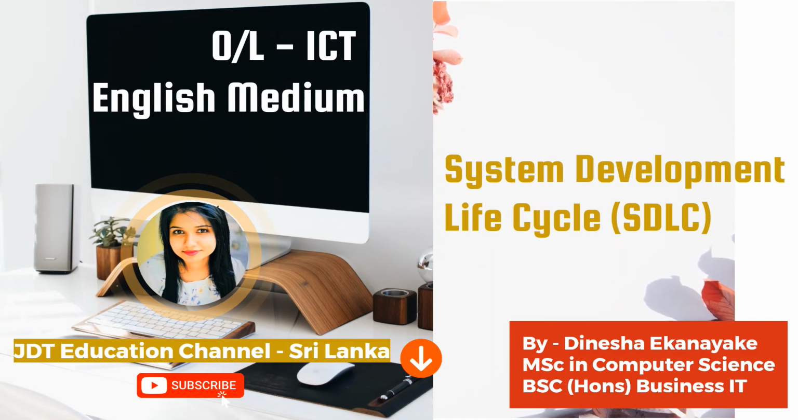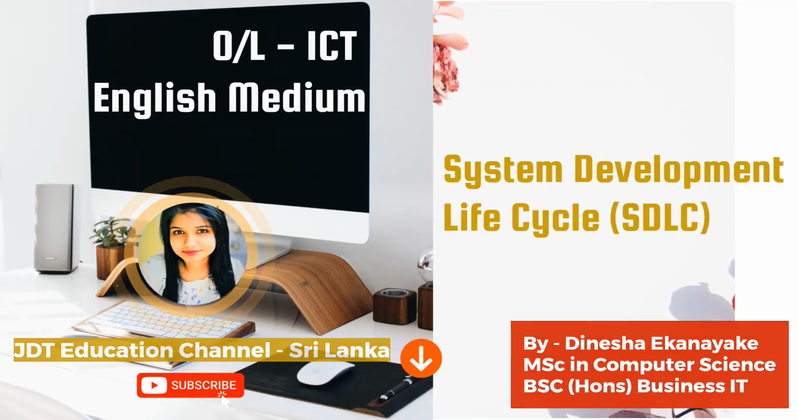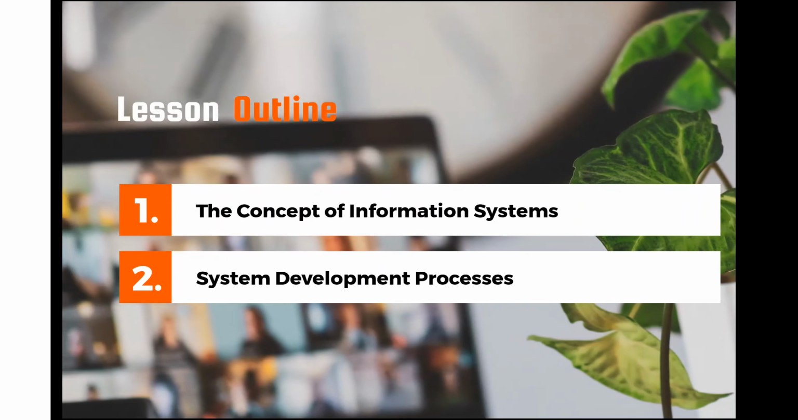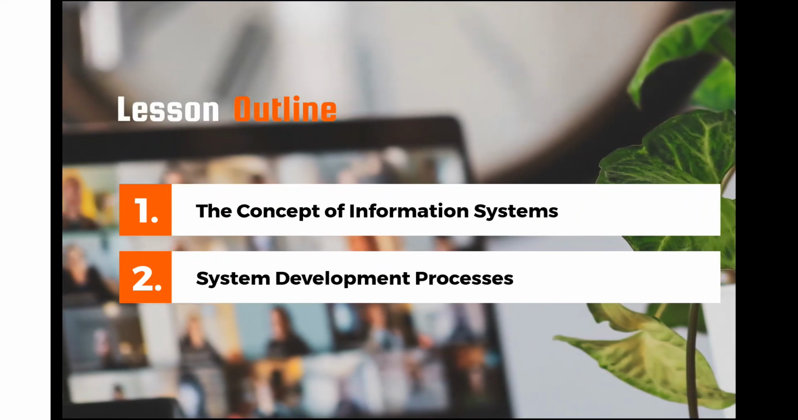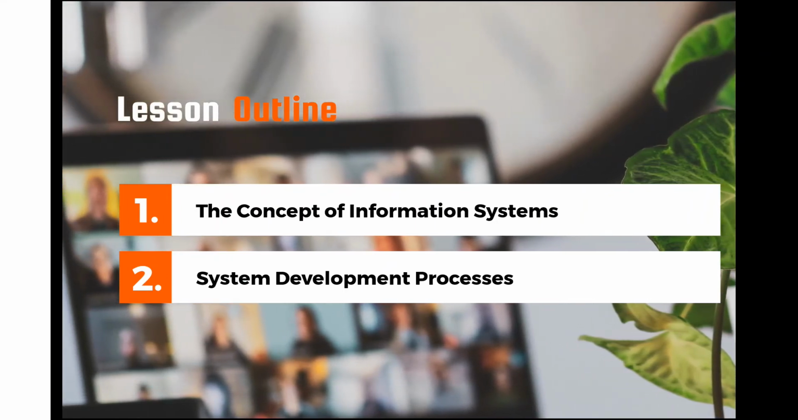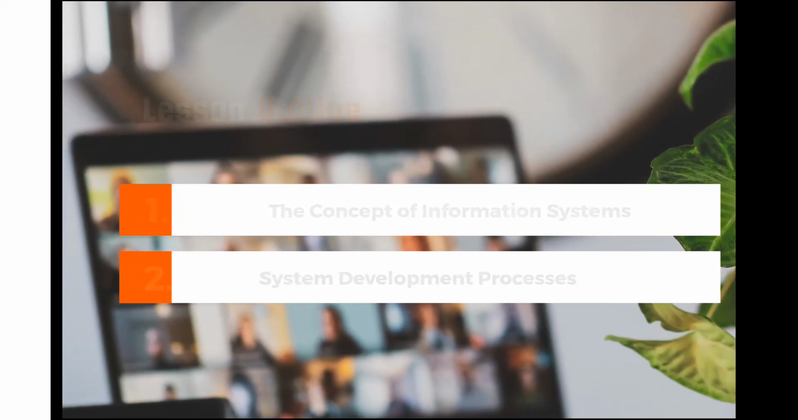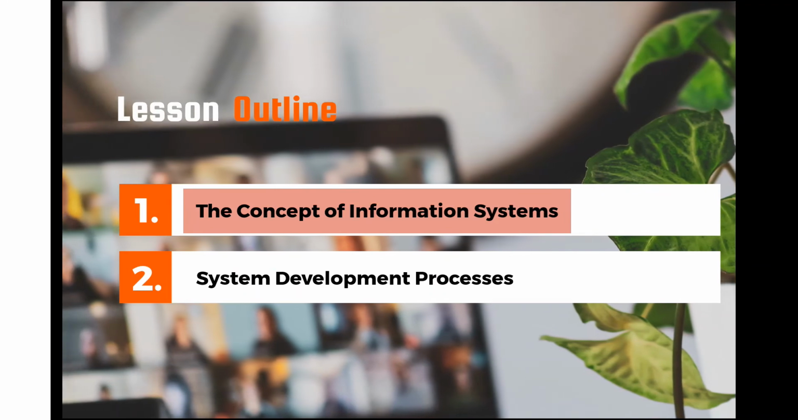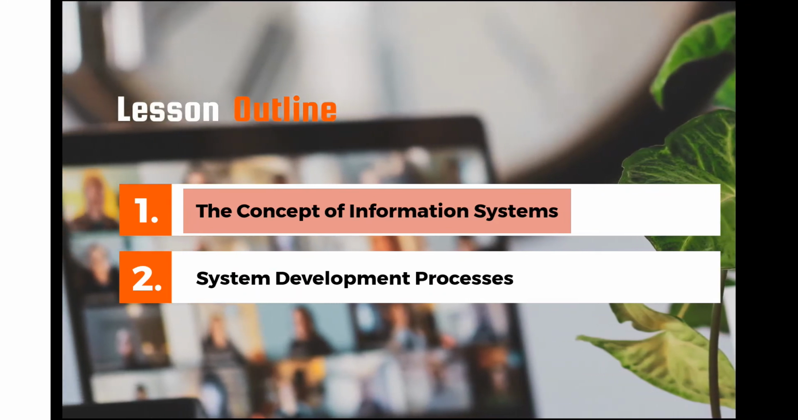Today we are going to learn the system development life cycle of O-level information and communication technology. Lesson outline includes the concept of information systems and system development processes. Let's learn the concept of information systems.